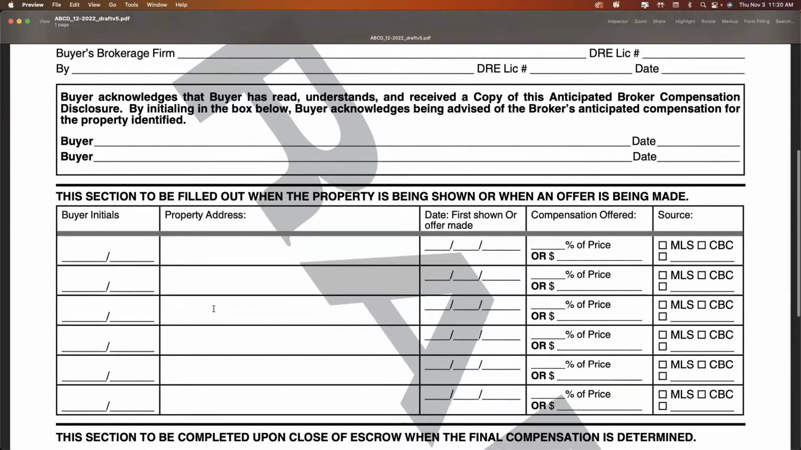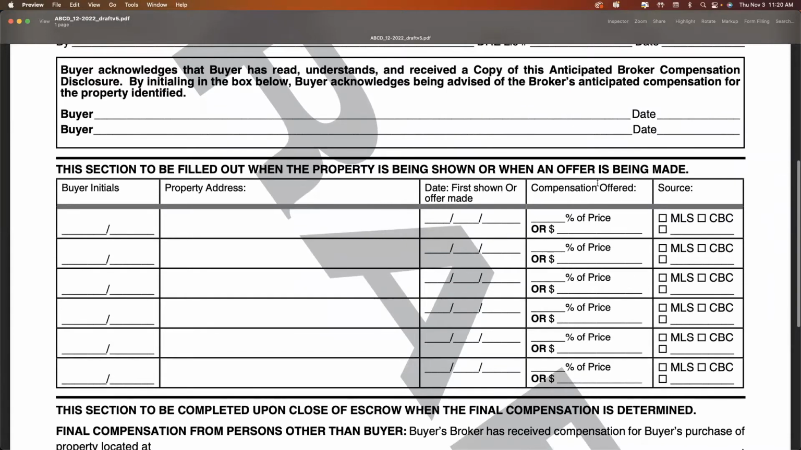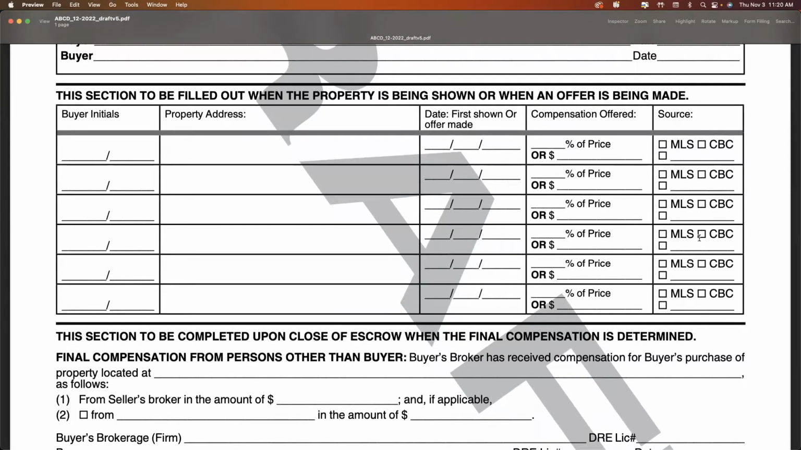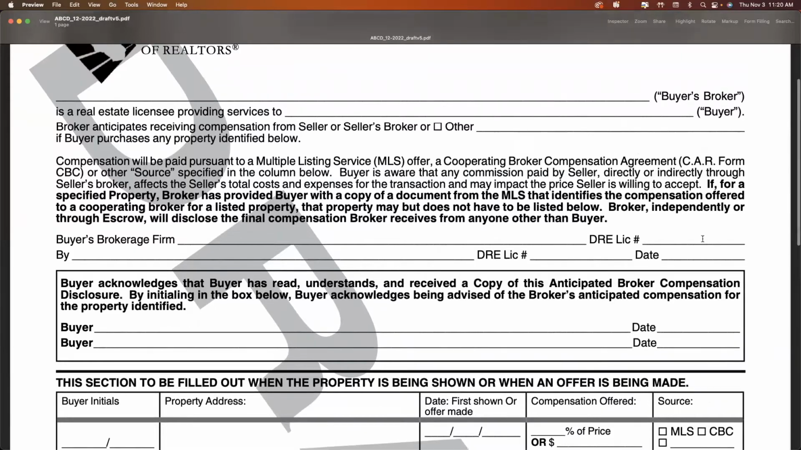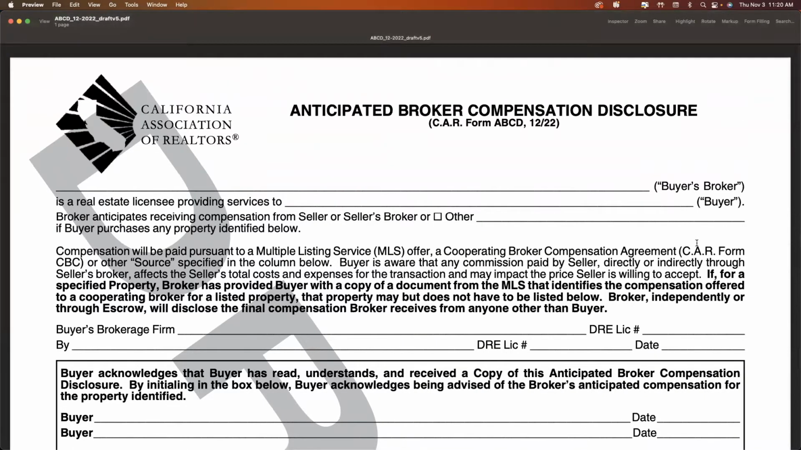And you have to list all the properties that you're going to be showing, or when you make an offer on the properties. This is the date that I'm showing, or the offer's being made, the compensation that's being offered, and where it's coming from, either on the MLS or a CBC I received from the listing agent. So you have to do this. If the buyer has a compensation agreement with you, you have to disclose that you have this compensation coming from the MLS, from the other broker. Okay, so this is a form that you now have to disclose if you're using that buyer representation agreement and buyer compensation.